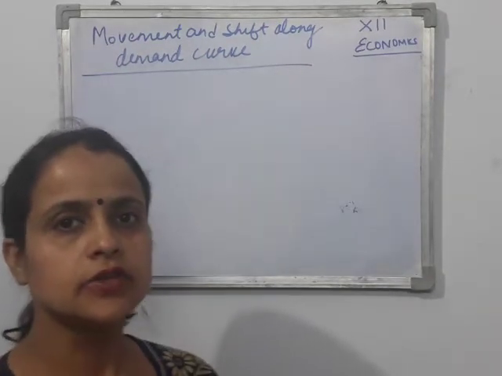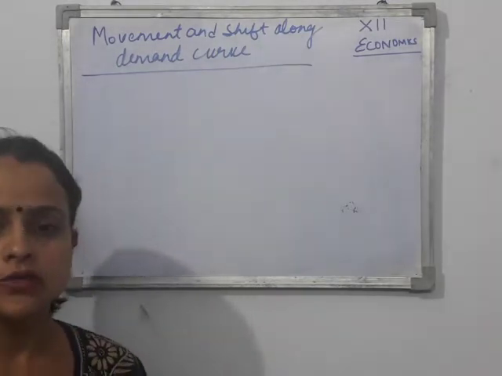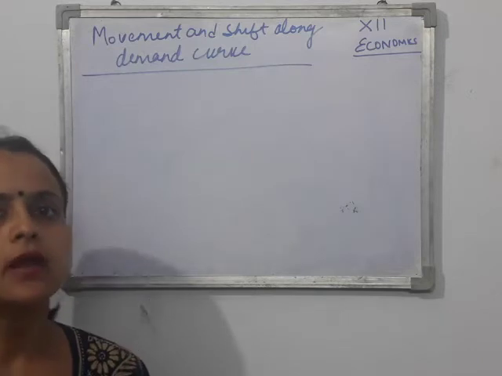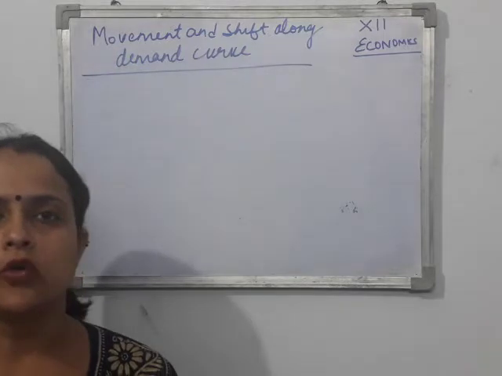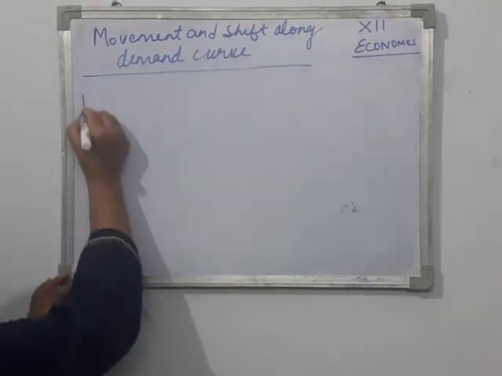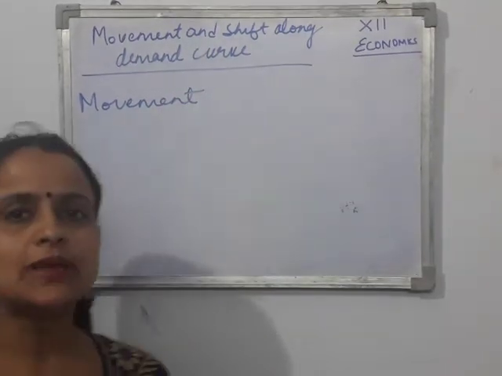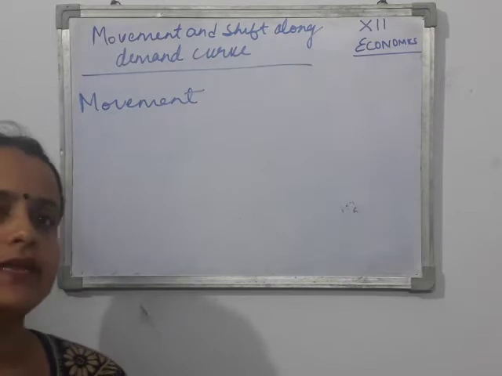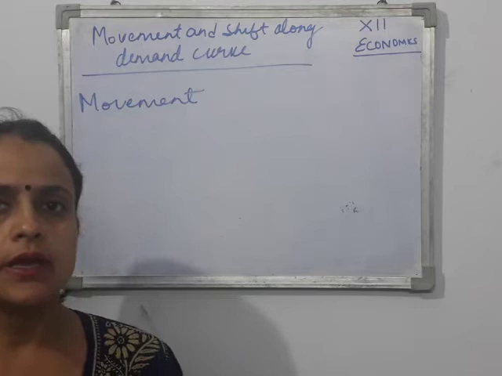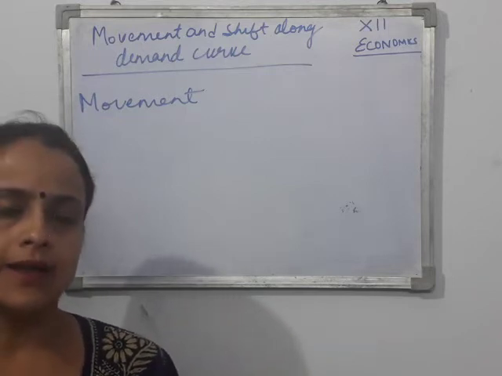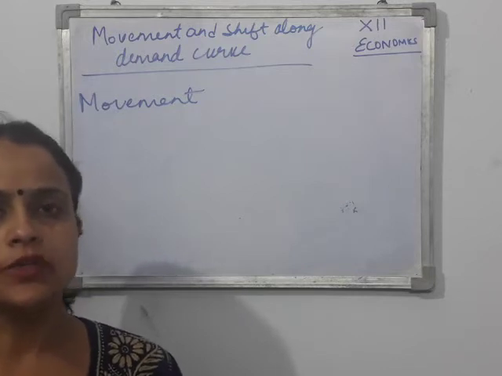Class, today's video is movement and shift along the demand curve. So class, we are going to read about the movement and shifts. Now, first of all, we'll read about movement. So, what is movement? Movement is basically the increase in demand and decrease in demand, right, which happens due to price. Now when we show the increase in demand and decrease in demand on a demand curve which happens due to price is known as movement.